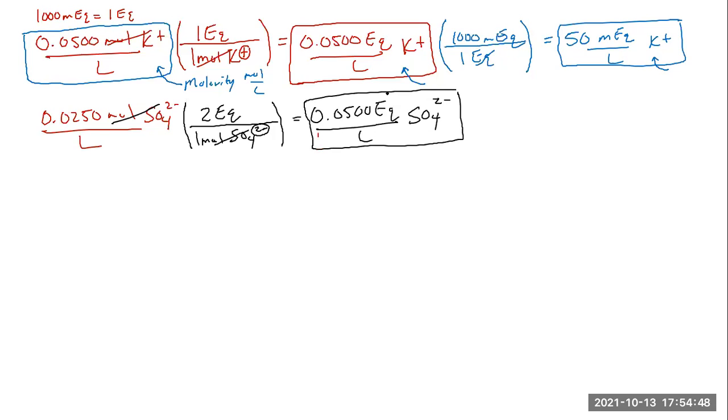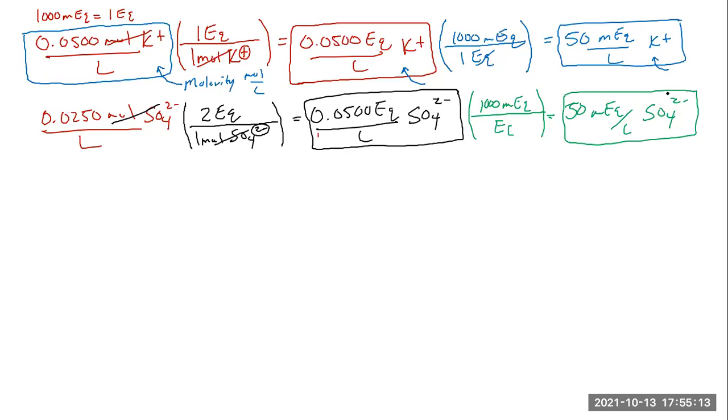We also can then convert it into milliequivalents using that conversion factor. And again, same conversion factor there, 1,000 milliequivalents per equivalent gives us 50 milliequivalents per liter of sulfate. Any questions on that calculation there?